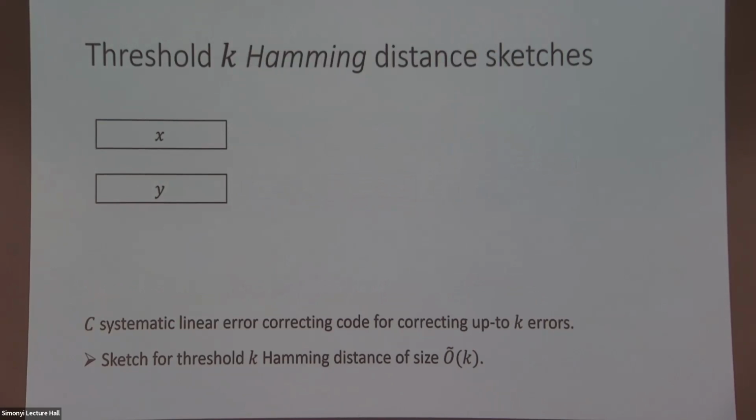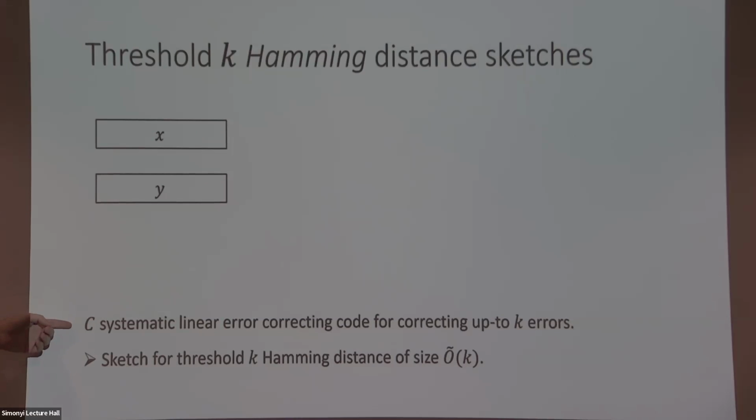Let me switch gears and go back to Hamming distance for a second. You can ask the same problem about Hamming distance: I want a threshold k Hamming distance sketch. What that means is, I give you two strings x and y, and I want to compute some sketch from them, so that if x and y differ in at most k places, I can say what their Hamming distance is, and if they differ more, I just say it's too big. So can we do that?